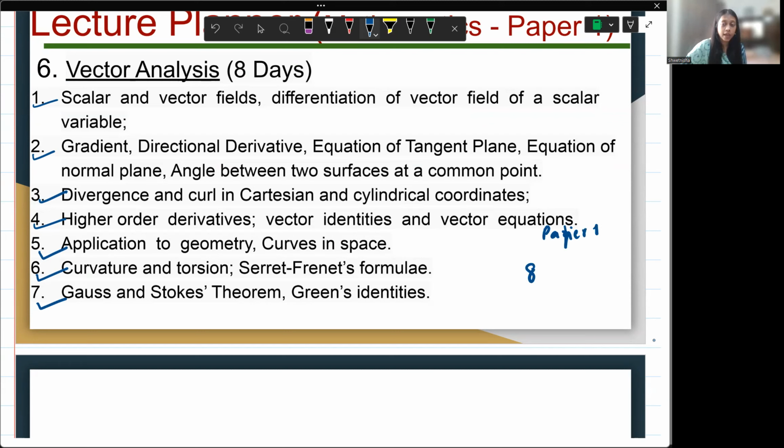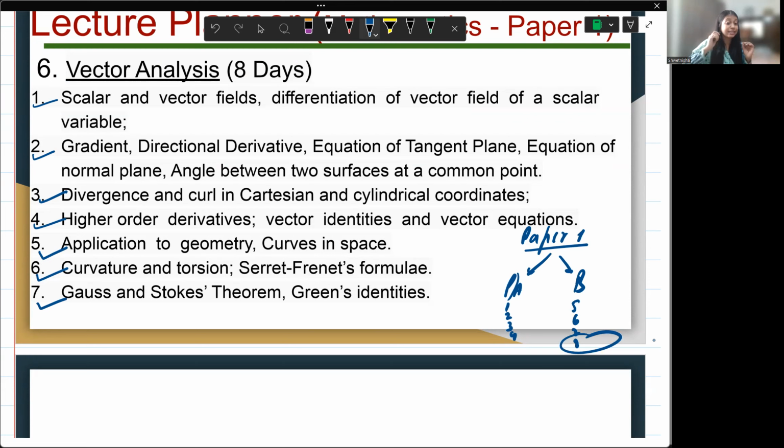Paper one, everyone knows about the basic structure of both of the papers. If not, you can tell me, I'll make a video on that as well. Okay, so paper one has two parts, part A and part B. In part A, we have 4 questions, 1, 2, 3, 4. In part B also 5, 6, 7, 8.